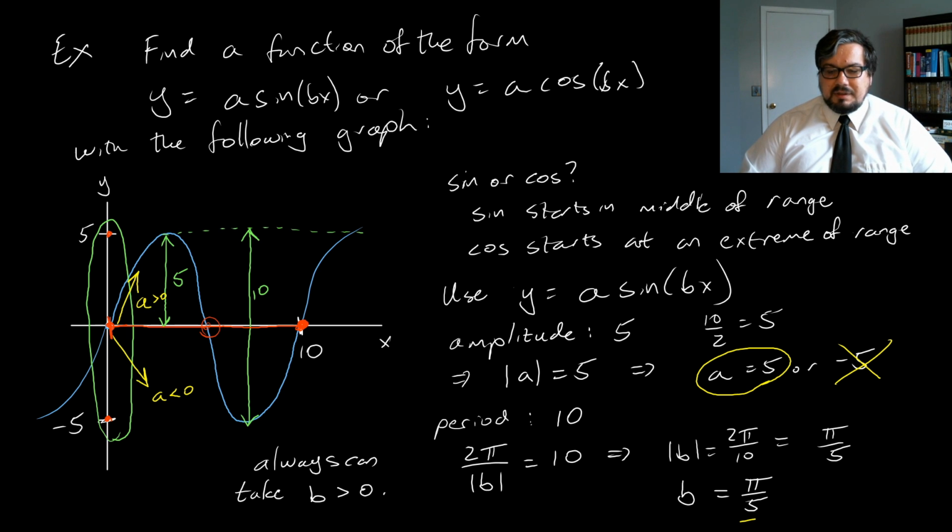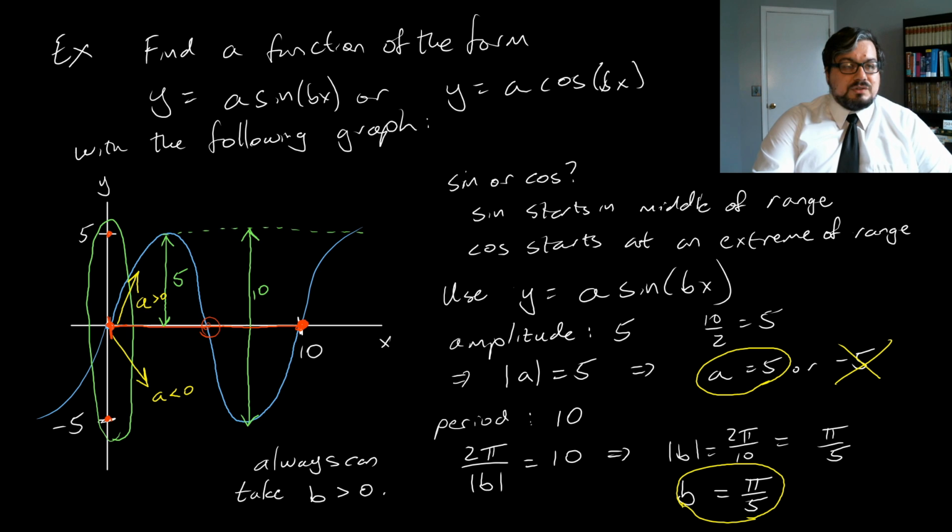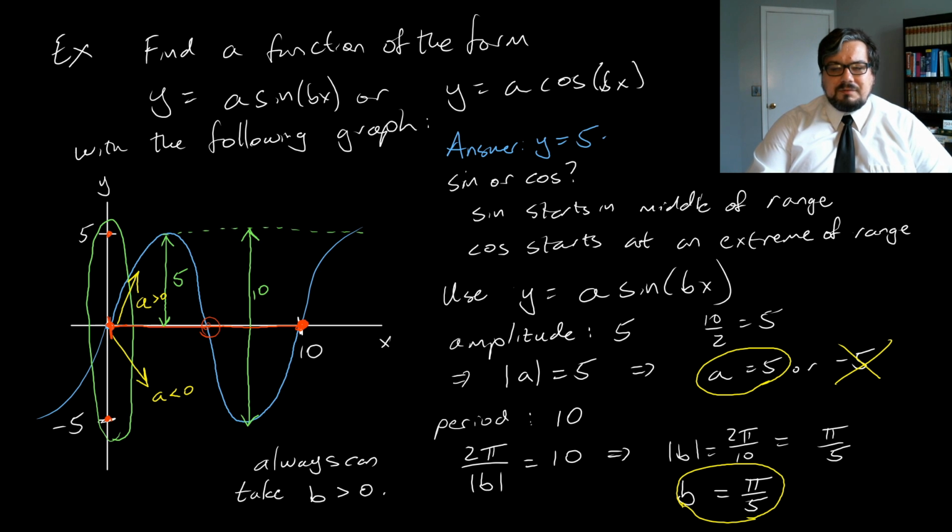So that means we've determined all the things we need to know about the graph. We determined that we're using sine, not cosine. Our a value is 5, and our b value is pi over 5. So our answer is y equals 5 sine of pi over 5 x.